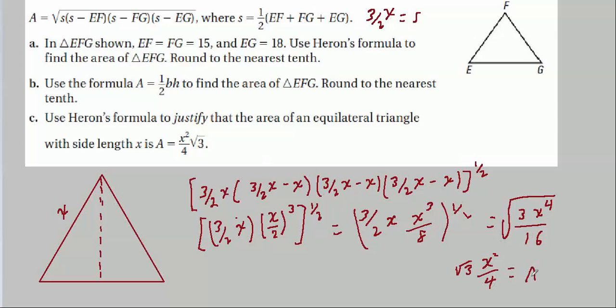How does that compare to, well, looks like the same thing to me, except they put the root 3 on the right hand side and I put it on the left hand side. But it looks like exactly the same formula. They said justify. Well, I think we just did justify it. We didn't just justify it, we algebraically proved that this is in fact the area of an equilateral triangle with one side length equal to x. Well, that's about it for the review.